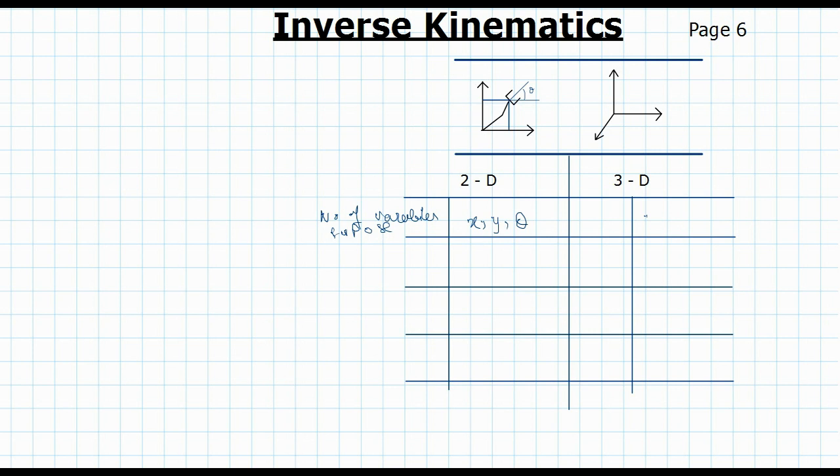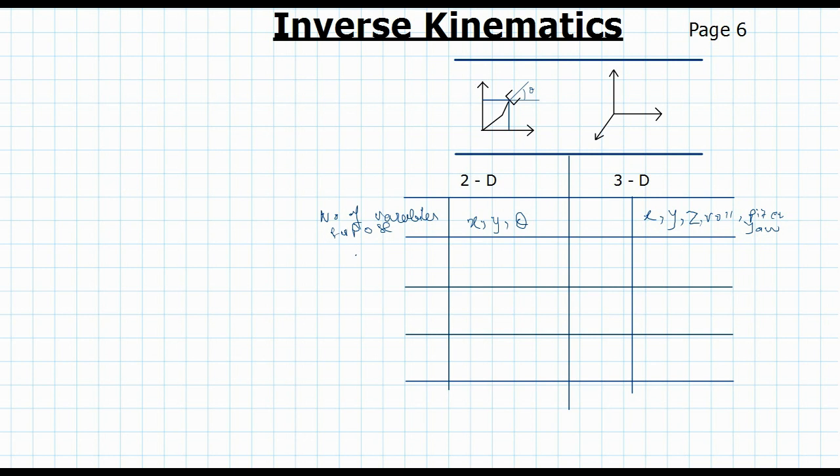Correspondingly, in 3D space, if I want to completely specify both the position and orientation of the body, I would need 6 variables. Number of variables would be 6. Let's say they are x, y, z for position, and roll, pitch and yaw for orientation.